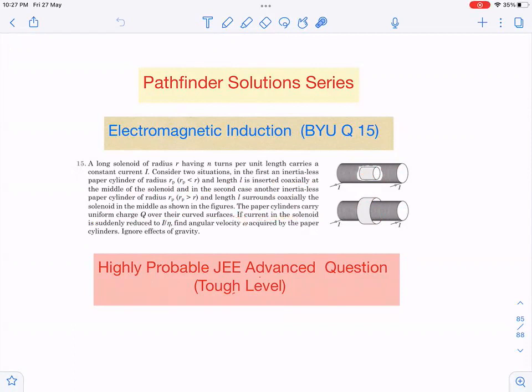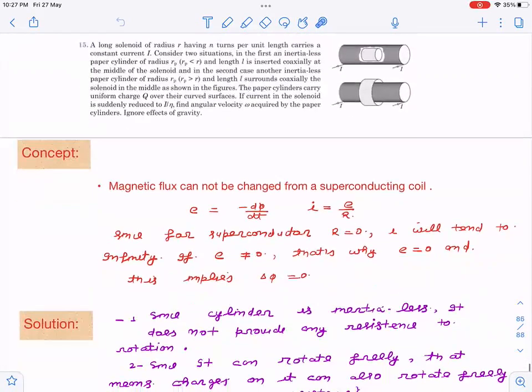So this is the question now. If the current in the solenoid is suddenly reduced to I by eta, some factor, then we have to find the angular velocity omega acquired by the paper cylinder. We have to ignore gravity. Okay, fine. So let us see how do we proceed. What is the concept here? It's a very conceptual question, a very, very important question for JEE Advanced.